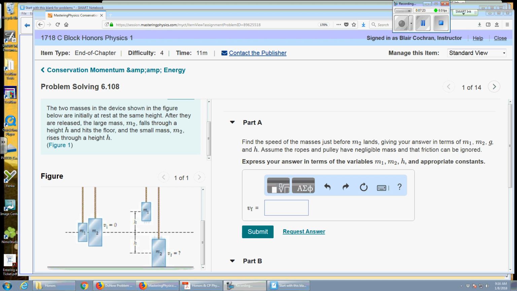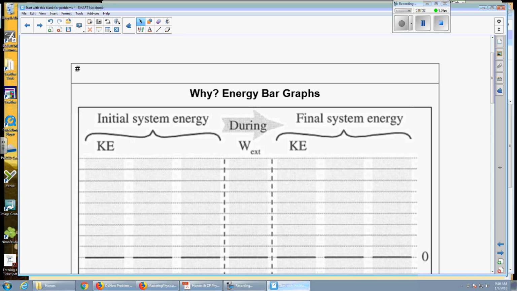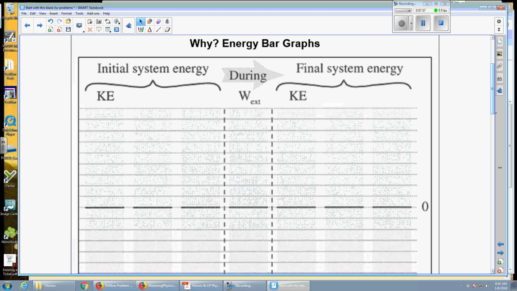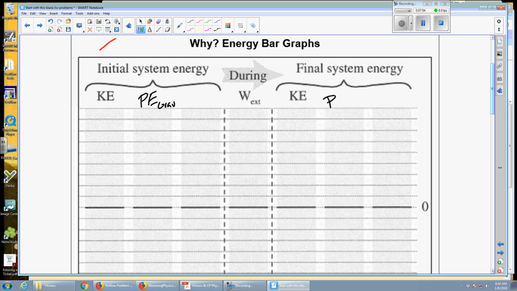Alright, so we're going on to the ever-popular number one. And with the new masses, and they're moving and things like that. So we're going to use an energy bar graph. And I'm going to draw 2 bars for each thing, because I've got mass 1, I've got mass 2. Alright, so I've got 2 things in my system. I think there's going to be some potential energy going on here.